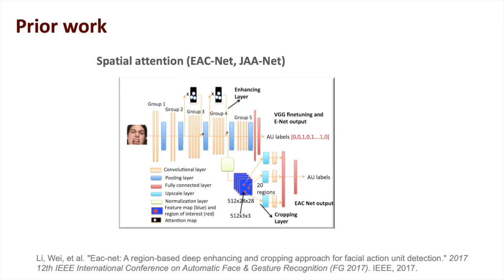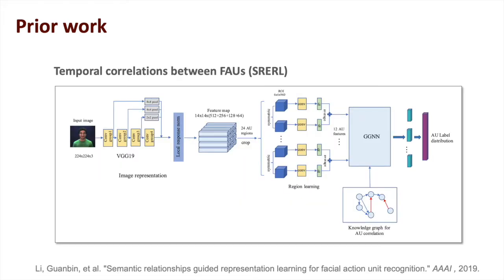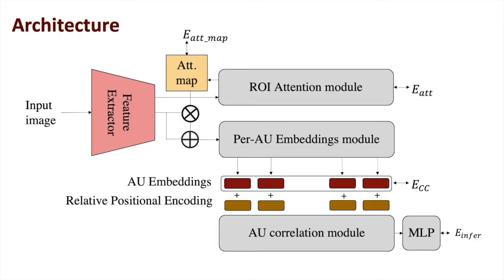Some existing works like EACnet and JARNet focus only on the spatial attention, whereas other works like SRERL focus only on the correlations between FAUs. We propose an architecture which computes the spatial attention as well as the correlations between FAUs. The proposed architecture consists of four components, namely the feature extractor, ROI attention module, per AU embeddings module, and AU correlation module. We use an Inception V3 model pre-trained on ImageNet as the feature extractor here.